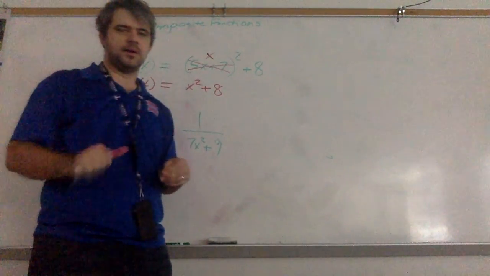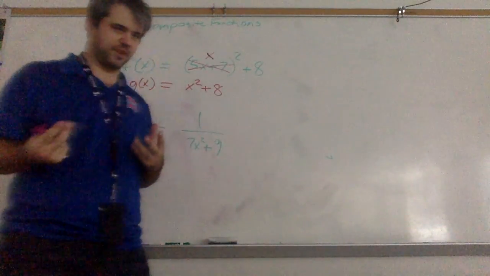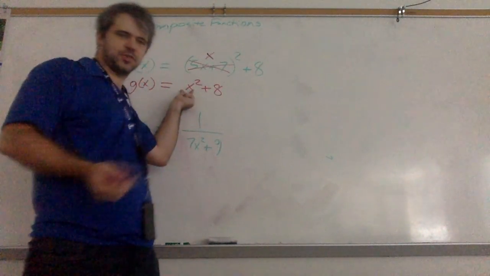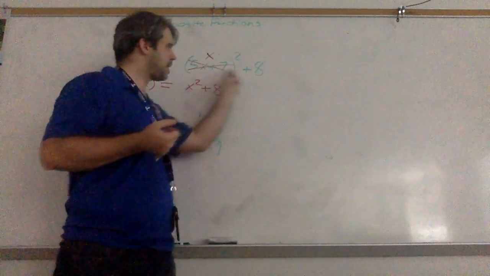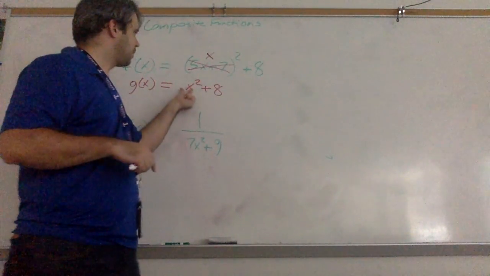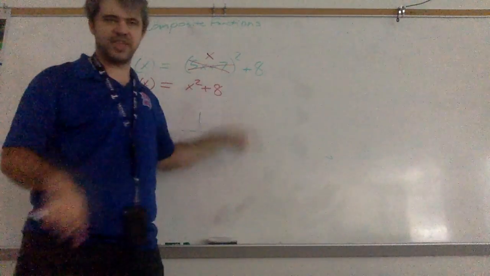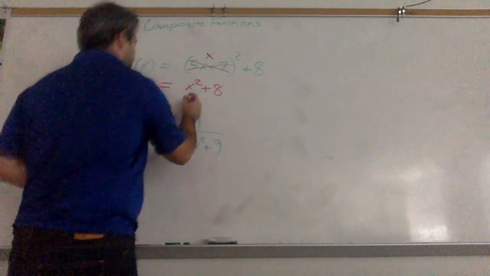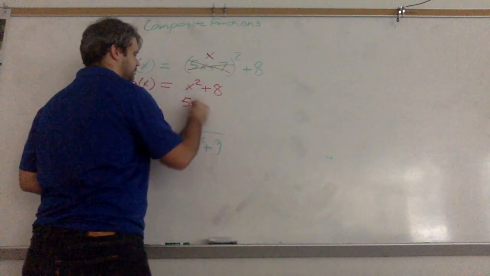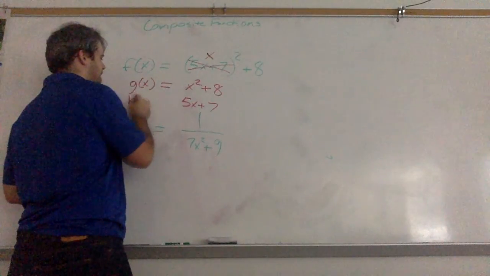Okay, the problem is that's not my function. I need to replace x with something to get my original thing. Well, what can I replace x with? Well, I can replace it with that bit that I crossed out, 5x plus 7. I'm going to call that my h of x.